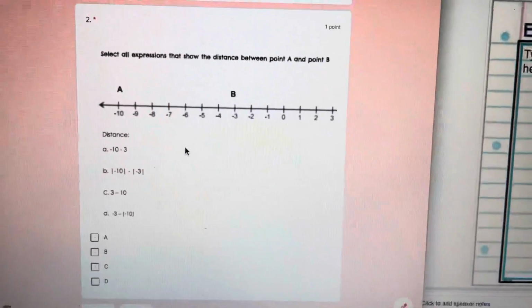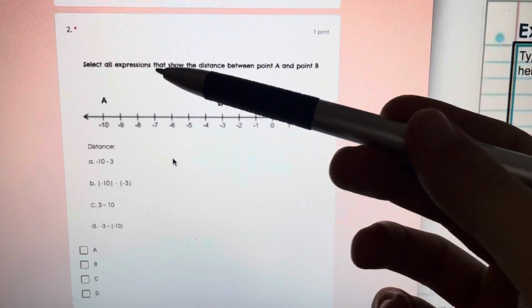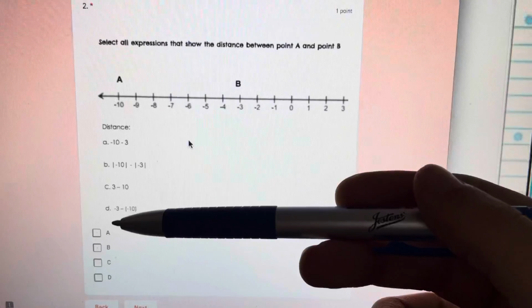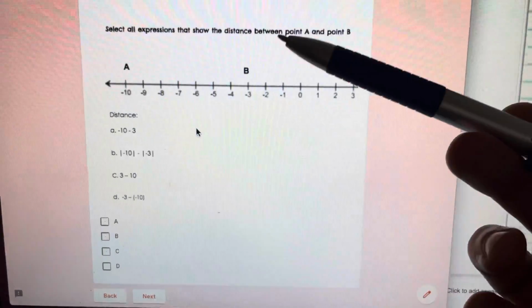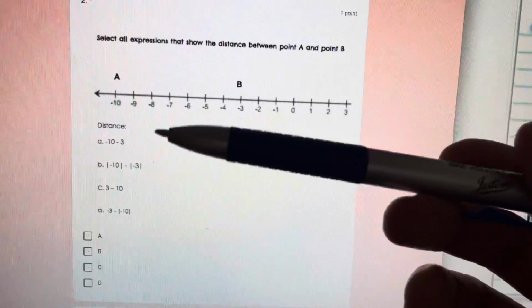All right, so now we're going to get to example 2. Same thing, we got to select all expressions that show the distance between A and B. So we're going to see which one of these also equals the distance. So first thing is we got to find the distance.